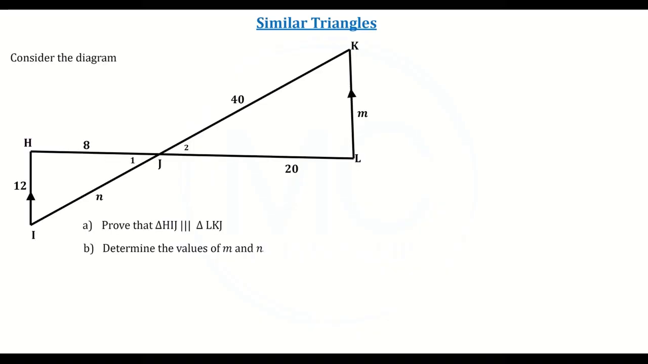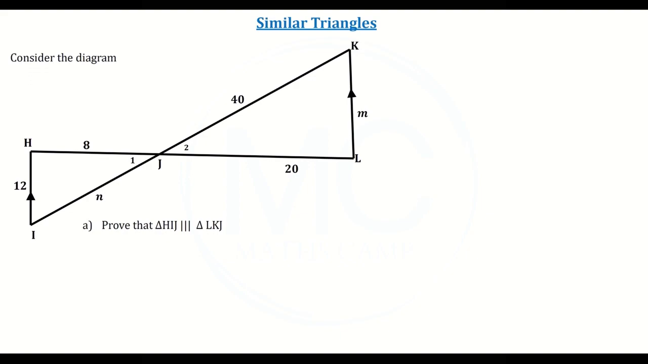Let's look at some examples. Consider the diagram. Part A says, prove that triangle HIJ is similar to triangle LKJ. B, determine the values of M and N. Let's start with part A. Prove that triangle HIJ is similar to triangle LKJ.